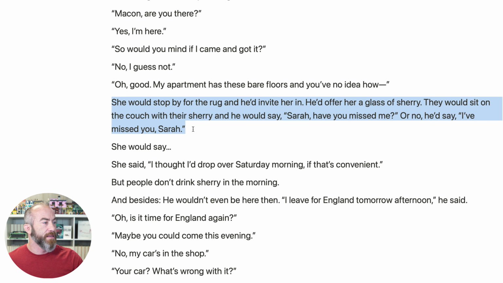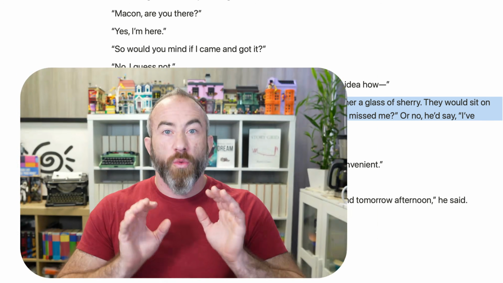But you'll notice he's not saying, "Oh, she'll come over and we'll reconnect and fall back in love." No, he's painting a picture, then just describing what's being observed. She would stop by, he would invite her in, they'd have a glass of sherry. So once again, we're just describing what can be observed. Can you see the pattern here where we're just painting a picture of what's actually happening and describing it for the reader and letting them infer, like in this case, that Macon wants to reconnect with his wife.